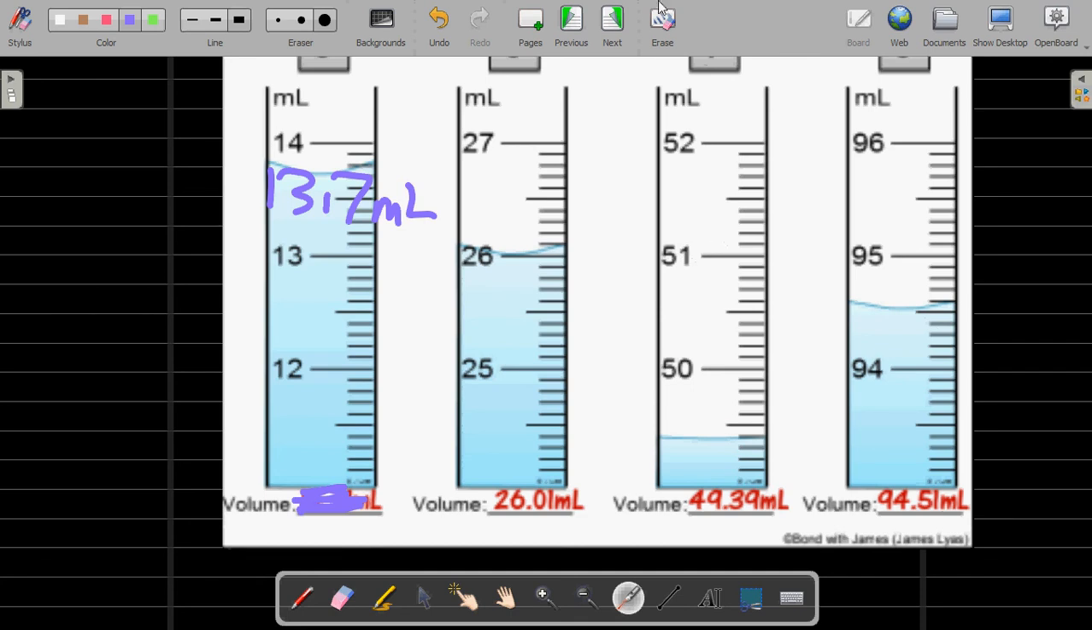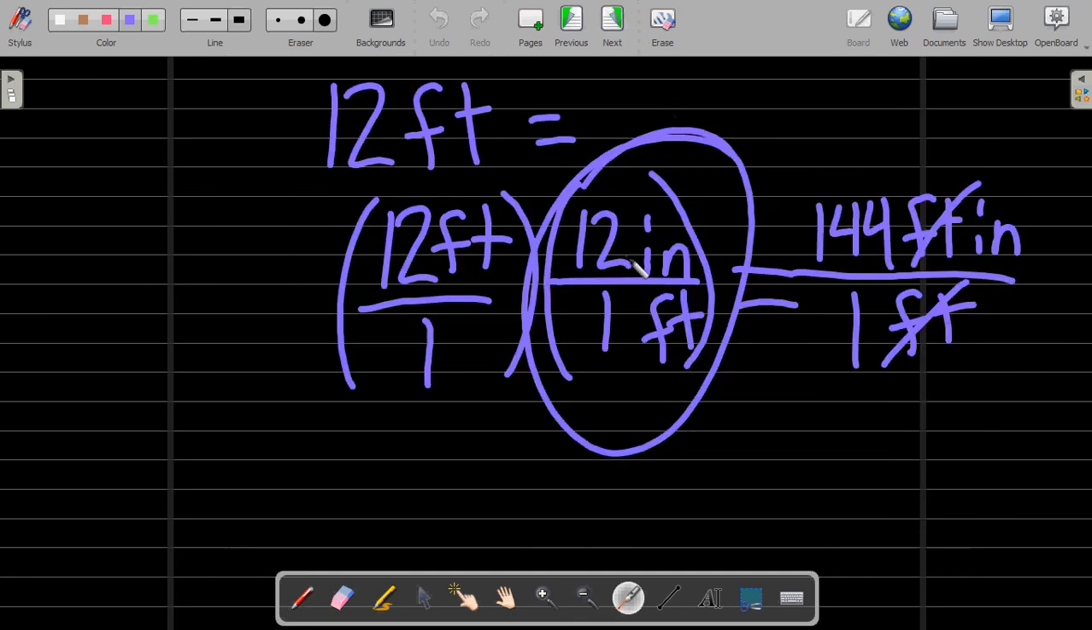All right, and then we talked about unit conversions. And the thing to remember is any number is always over 1, right? You learn that in math class. And then a conversion factor, 12 inches is equal to 1 foot. So this is actually equal to 1. Okay? So then when you multiply across the top, multiply across the bottom, you have 144 feet inches divided by 1 foot. Well, your feet cancel out, and you're left with 144 inches. So you have successfully converted 12 feet into inches.